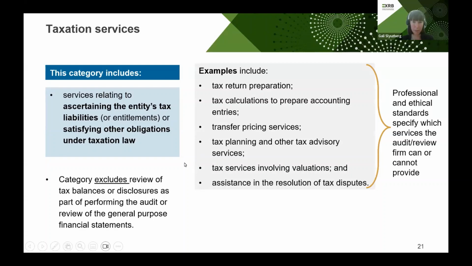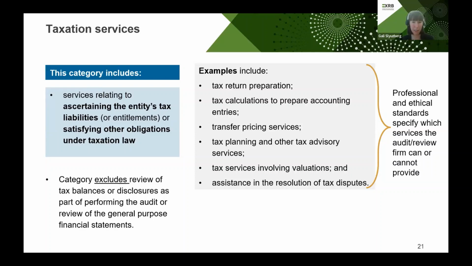So there are some examples here of types of taxation services that would be classified in this category. Just a caveat here: for some of these examples, there may be restrictions in professional and ethical standards, which are applied by auditors regarding which types of services the auditor can or can't provide to the audit client in certain circumstances. So again, the amending standards don't say which services the auditor can or can't provide. They just require disclosures about the services that have been provided.